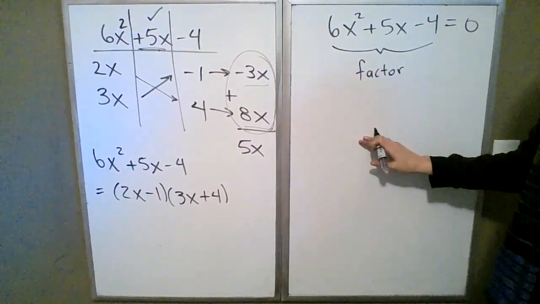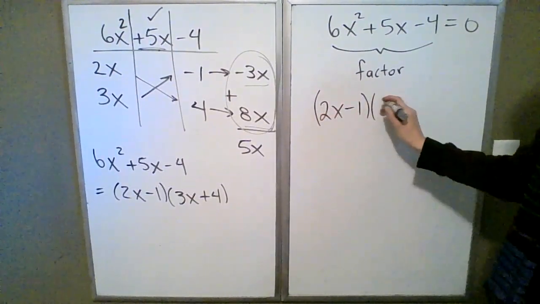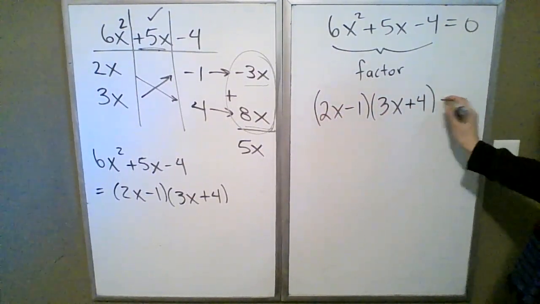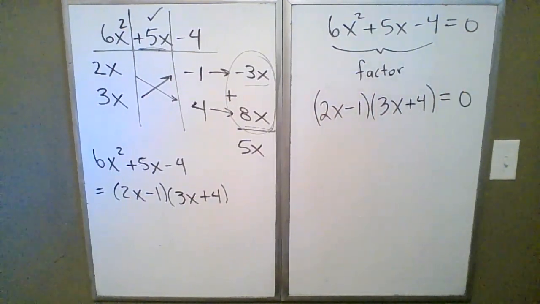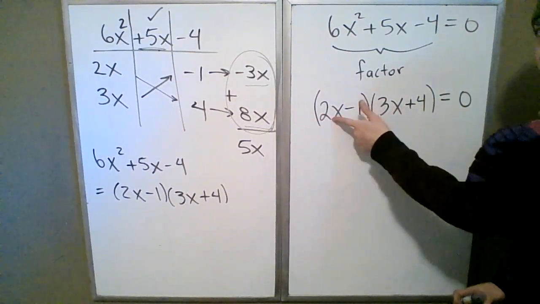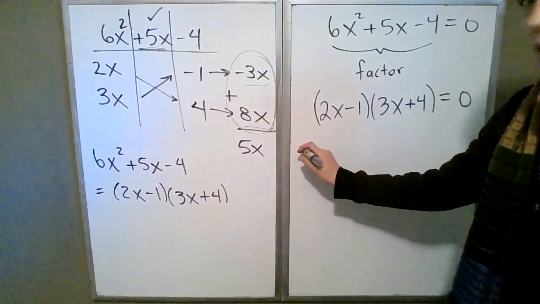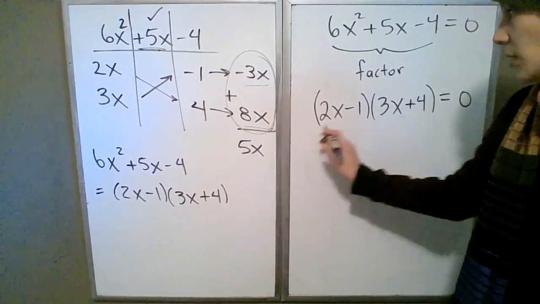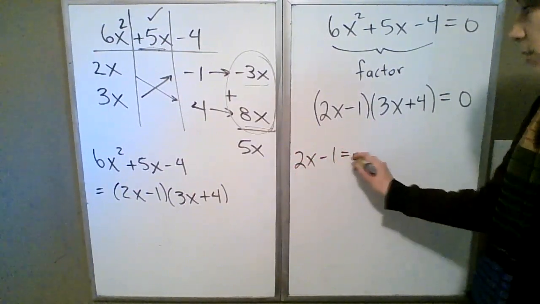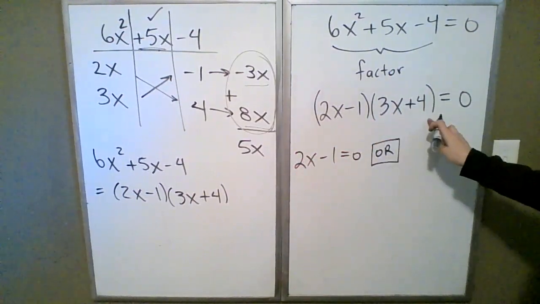This side can factor into 2x minus 1, 3x plus 4. Copy that part down. Multiply one number with another number and get 0. One of them has to be 0, either that one or that one. So it's that 0 product property. Number times a number equal to 0 means 2x minus 1 is 0, or 3x plus 4 is 0.